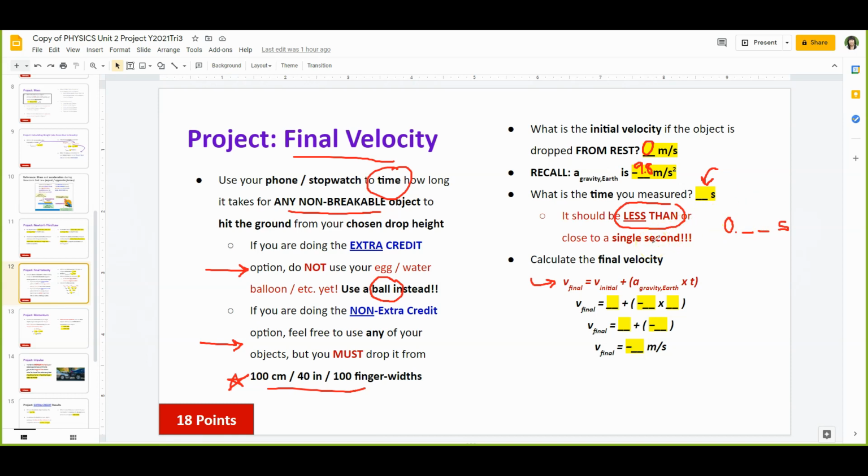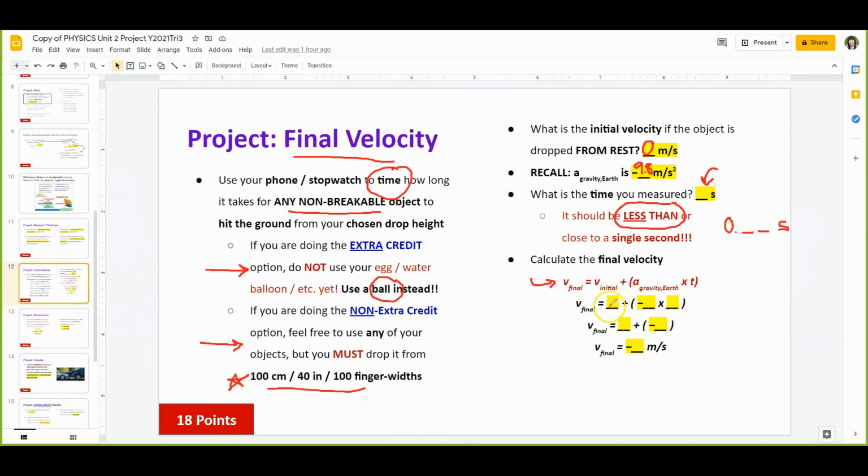So if you have like 50 seconds and that's how long it took to measure, that's insane. So that's wrong. Okay, so make sure that your answer is around a second, less than a second. If you're dropping from really high, it might be more than a second, but still it should be pretty close. Okay, then you're going to go ahead and calculate your final velocity.